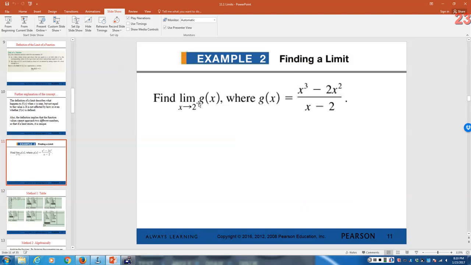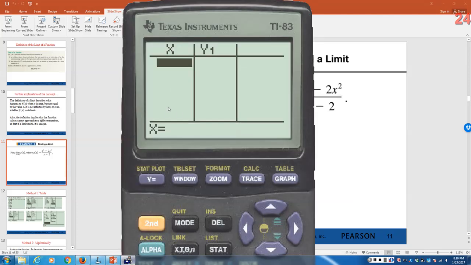PowerPoint for a second. We're trying to find the limit as x approaches 2, which is exactly what we did a few minutes ago, except we're using an easier function. We're using f of x equals x squared. Okay? So we're going to use the calculator to build the table. We're going to start by sneaking up on 2 from the negative side. So we're going to start with 1.9.